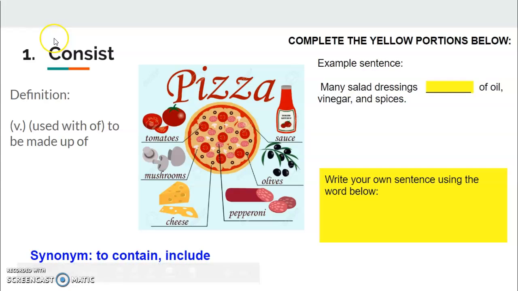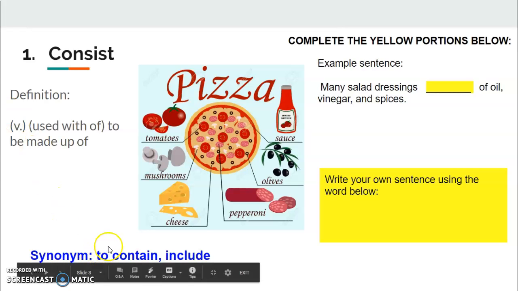All right, so the first word is consist. Consist is a verb. When I'm saying something consists of something, it means it's made up of a certain kind of stuff. So pizza consists of different ingredients. It's made up of all of these different ingredients: tomatoes, mushrooms, cheese, pepperoni. All of our own pizzas consist of different things, because mine would probably consist of something different than what you would prefer. So a synonym would be to contain or include.